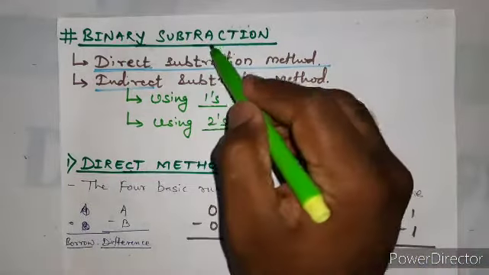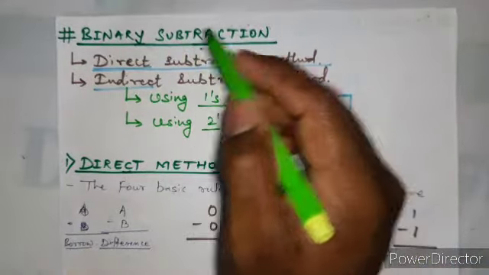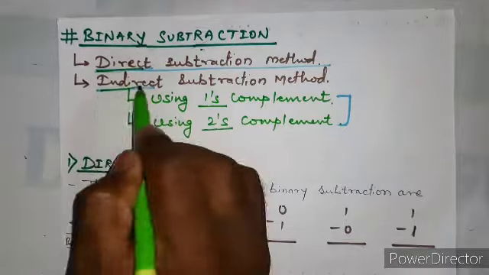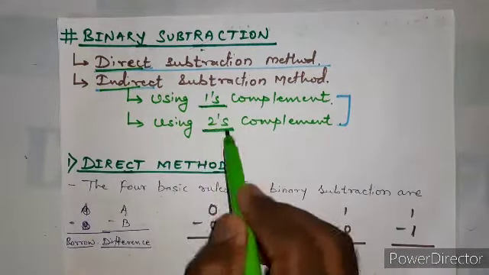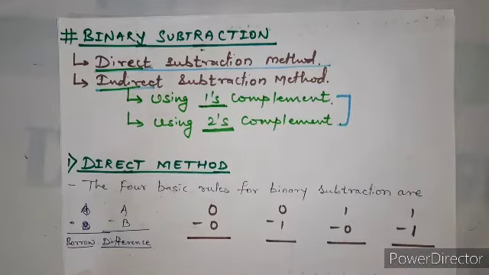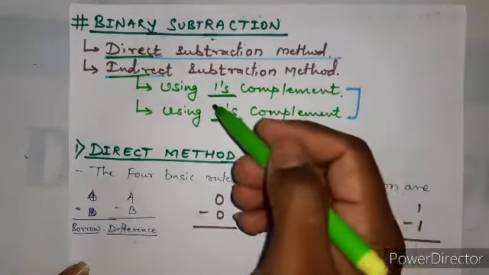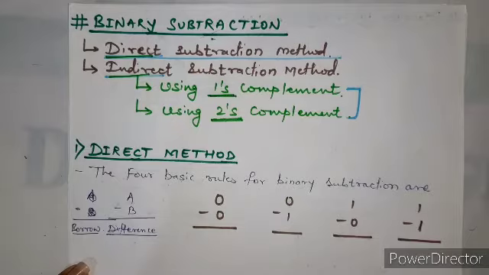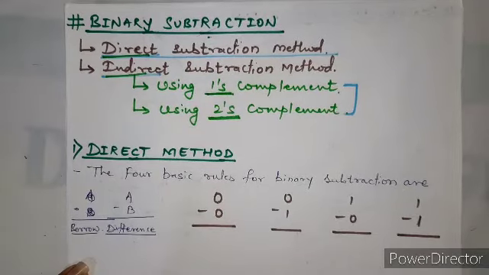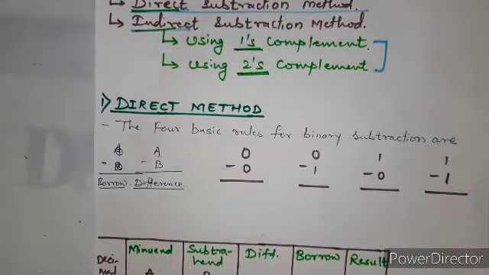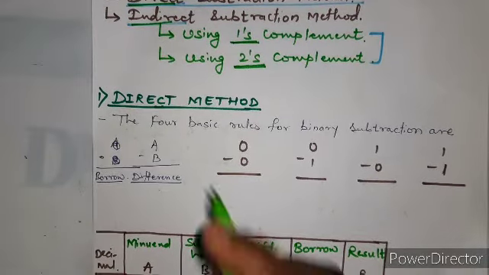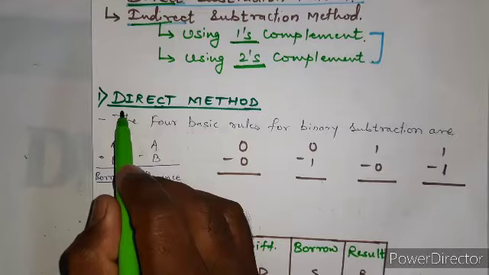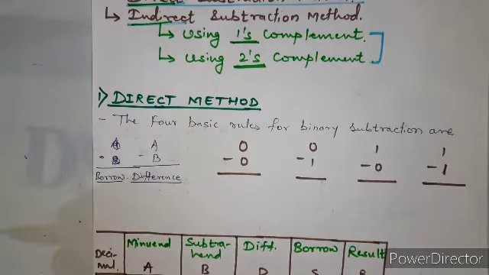So first we have binary subtraction, then in that we have direct and indirect. In the indirect we have ones complement and twos complement, and in ones complement we first need to see what is ones complement and then what is twos complement, and then the steps. Okay, so more of a concepts. Let us try to directly go for actual concepts. So we'll start with this direct method.